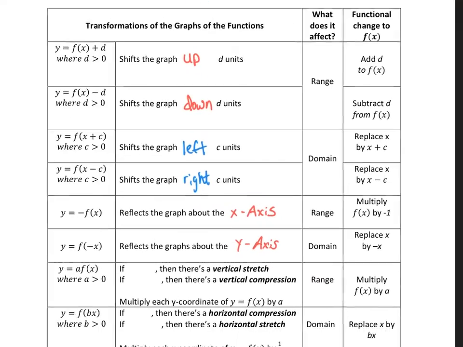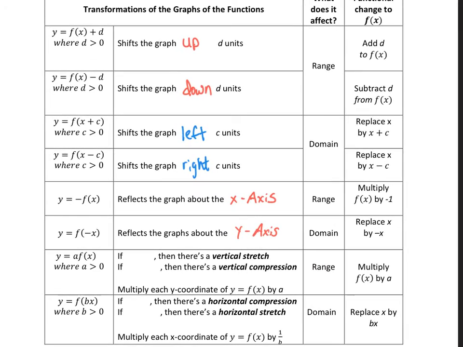When we multiply a function by a positive constant a, we get a function whose graph is stretched or compressed vertically in relation to the graph of the original function. If the constant a is greater than 1, then there's going to be a vertical stretch. If the constant a is between 0 and 1, then there's a vertical compression.